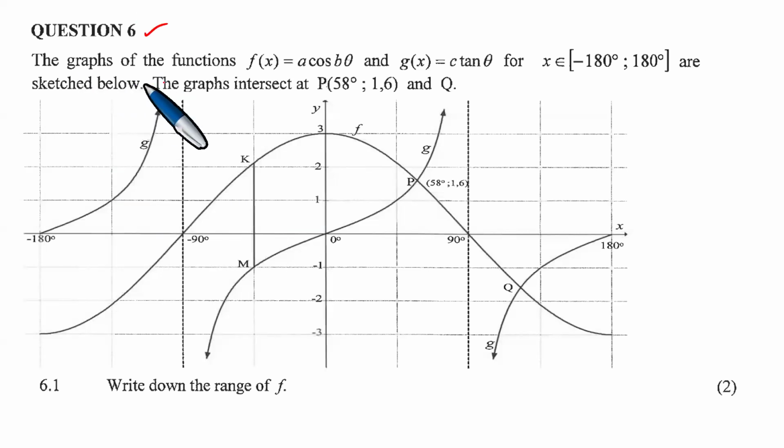Now, the graphs of the functions f(x) = a cos(bθ) and g(x) = c tan θ, for x between minus 180 degrees and 180 degrees, are sketched below. The graphs intersect at the points P and Q. The point P has the coordinates (58 degrees, 1,6), which is this point over here. The point Q is another point of intersection. So obviously the graphs intersect at the points P and Q.